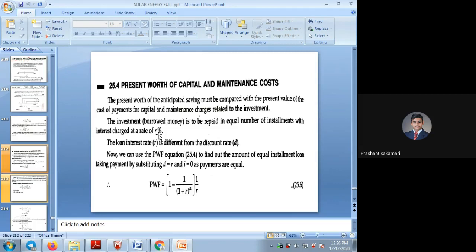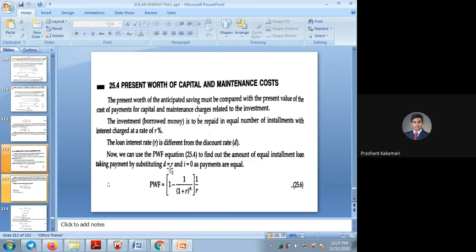Whenever the interest rate R is given, in such cases we can find out the present worth factor if you pay the installments with the interest rate. In such conditions, what will be the extra amount to be paid for the given time? That loan interest R is different from the discount. There is no discount from the company, so in such cases we need to pay the loan. If you are paying the loan, how do you find the present worth factor? That is, after 10 years, what is the total amount you are going to invest and what is the present worth of that? Now we can write the present worth factor to find the amount of equal installments with the loan interest.